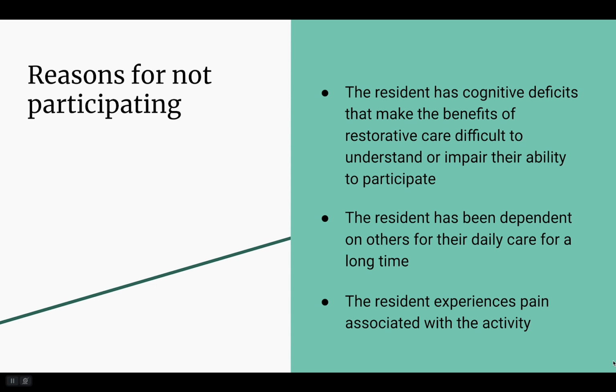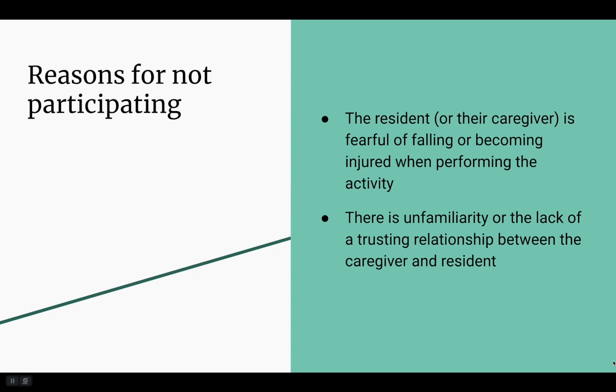The resident has cognitive deficits that make the benefits of restorative care difficult to understand or impair their ability to participate. The resident has been dependent on others for their daily care for a long time. The resident experiences pain associated with the activity. The resident, or their caregiver, is fearful of falling or becoming injured when performing the activity. There is unfamiliarity or the lack of a trusting relationship between the caregiver and resident.